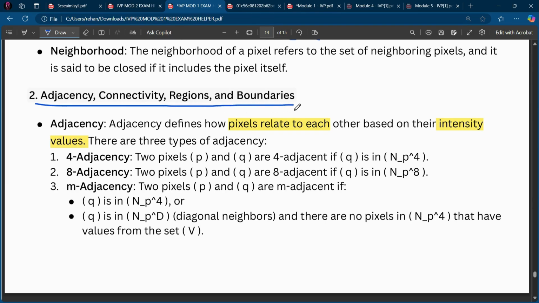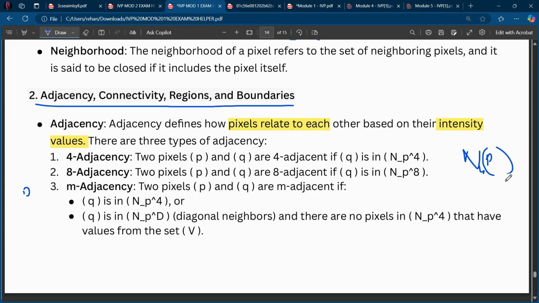See, adjacency is nothing but how pixels relate to each other based on their intensity values. There are 3 types of adjacency: 4, 8, and m. This m you can also write as d. It doesn't matter. 4 adjacent is nothing but 2 pixels p and q are 4 adjacent if q is in N4 of p. Same thing for 8, if q is in N8 of p.